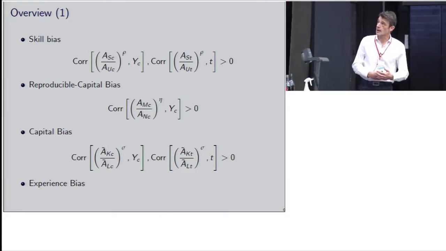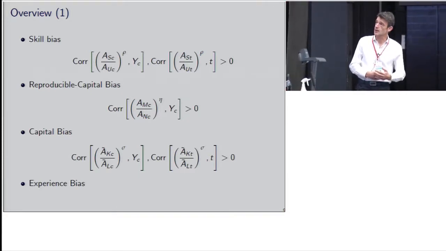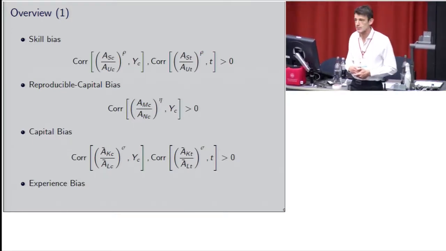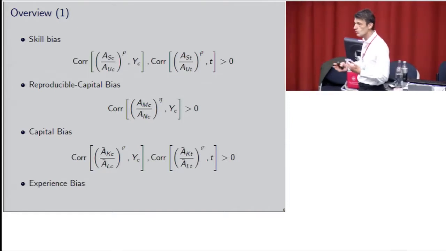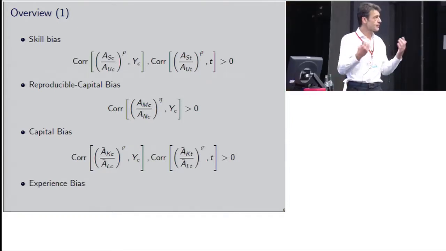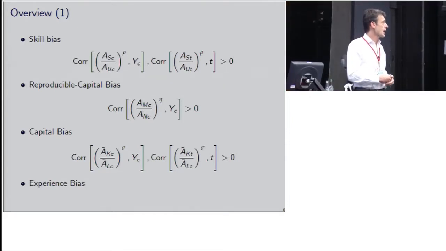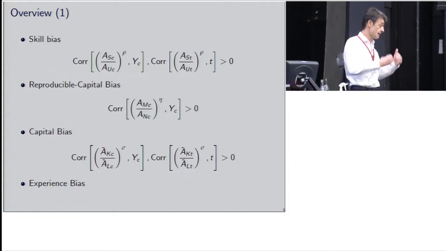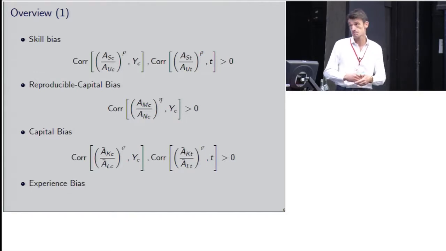Okay, so what's the perhaps newer stuff? One thing that also seems to be there is a reproducible capital bias. If you look across countries and you put the reproducible capital in the numerator, you find a bias towards the reproducible capital. The factor bias term for the reproducible capital is higher in rich countries.